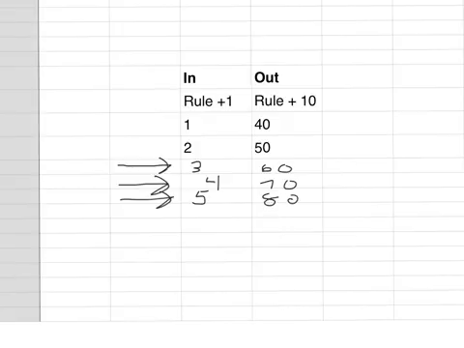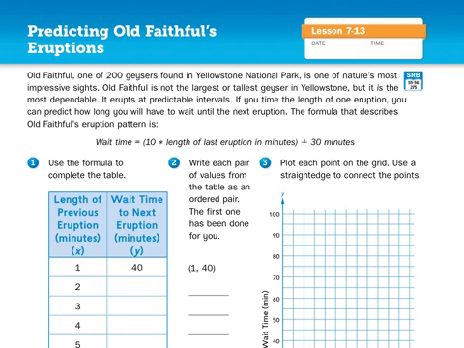Now that we've completed this next table, I'd like for you to turn to page 272 in your math journal, and you're going to read about Old Faithful. That's going to be at the top of the page, so go ahead and take a second and read about Old Faithful. So here, hopefully you've read Old Faithful here in the top of page 272, and I want you to pay close attention to the formula here that I'm highlighting at this time.